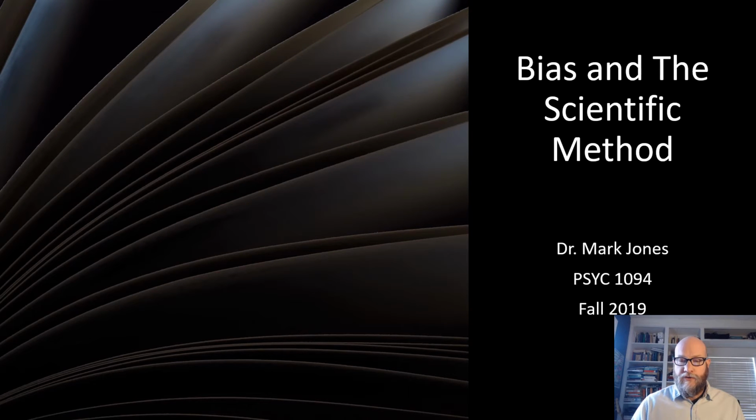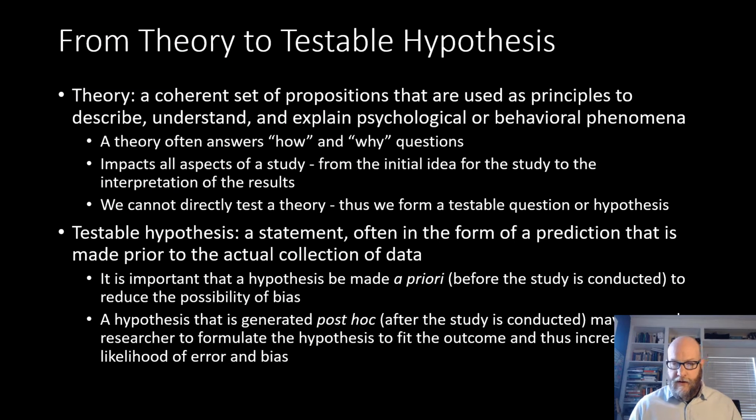All right, this is part 2 of 2 on the lecture covering the material from chapter 1 of your textbook on bias in the scientific method. Let's jump right into the next slide. So, in the last section, we were talking about how we develop theories and the characteristics of theories.